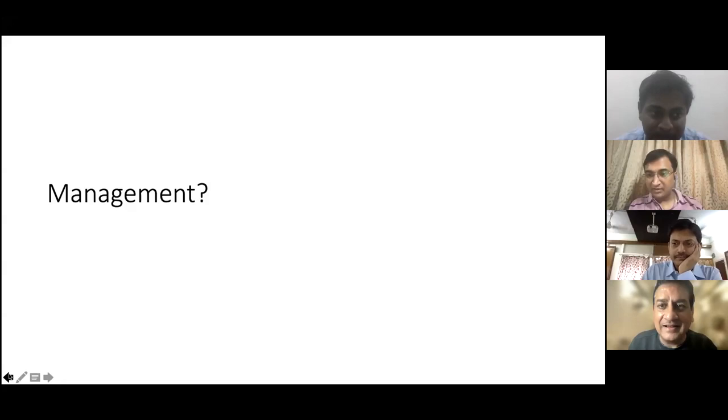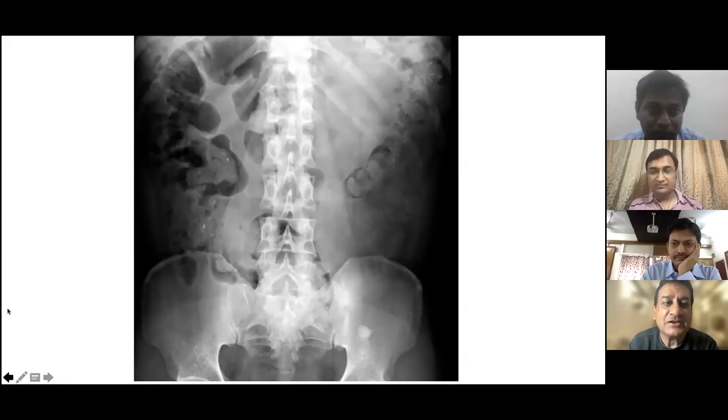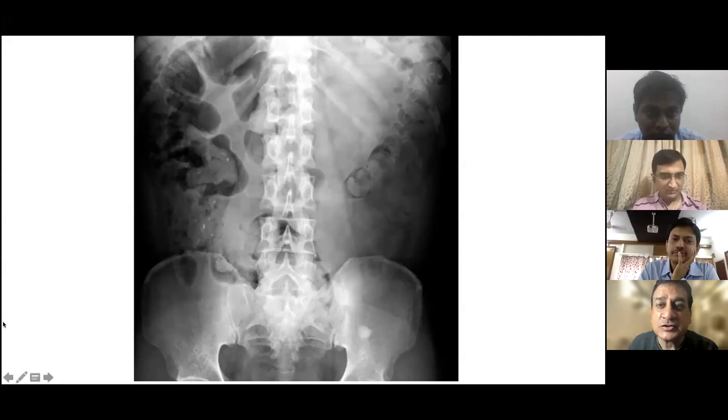Okay. So can you show the slide of the X-ray? Yes, sir. So look at this. Now we want to tackle this colon, which is loaded with stool. So you can show the loaded stool by an arrow. So we need to do something.